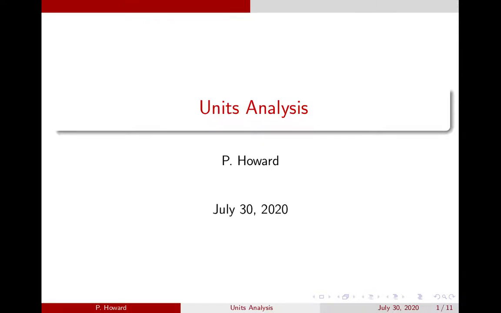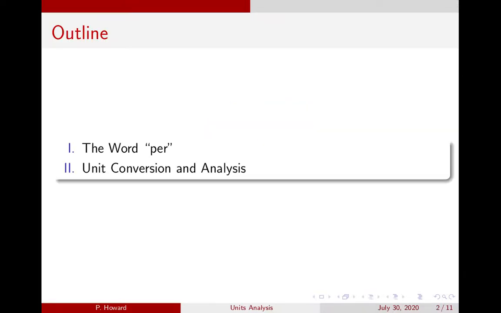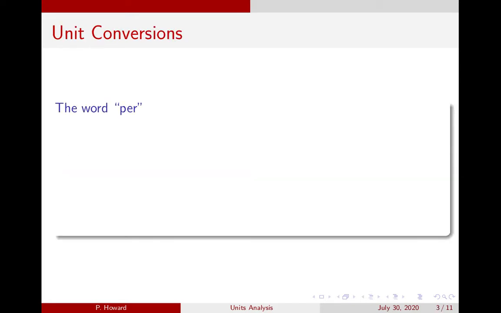This is our video on analyzing units. The usual brief outline. We'll first talk about the meaning of the word per, as in miles per hour, and then we will talk about analyzing units and converting units. For example, miles per hour to feet per second is the kind of conversion we will be doing. Okay, the meaning of the word per is divided by.